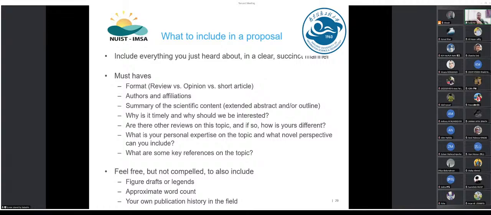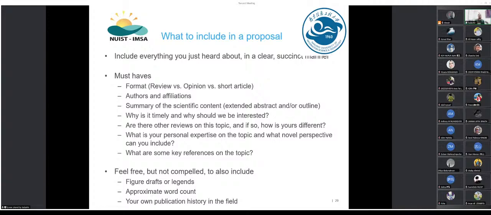You should follow the word count. You should write as small as possible. And if you have your own publication history in that field, you can write it down that I have been co-author in this particular paper, or I have authored these particular papers in that field. This will be a plus, but this is not mandatory.